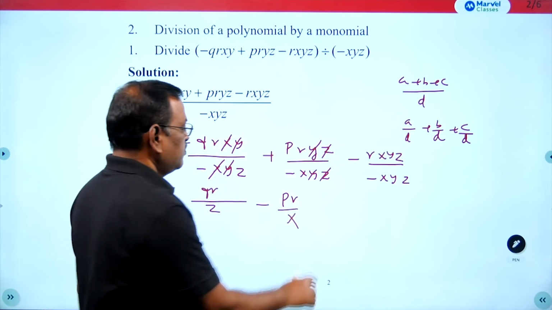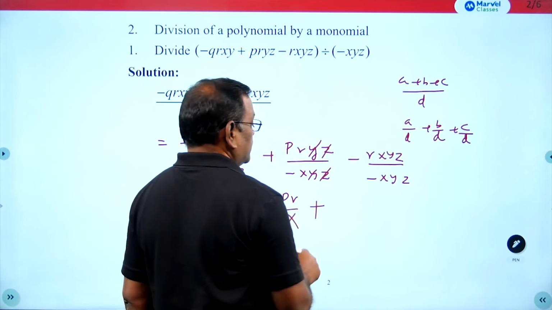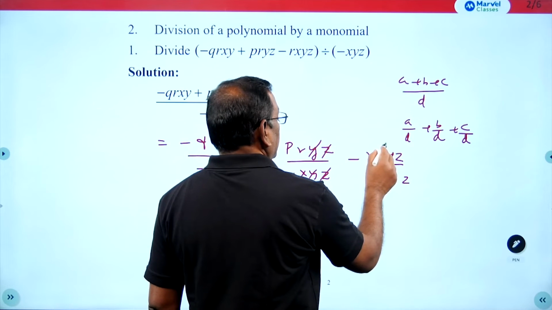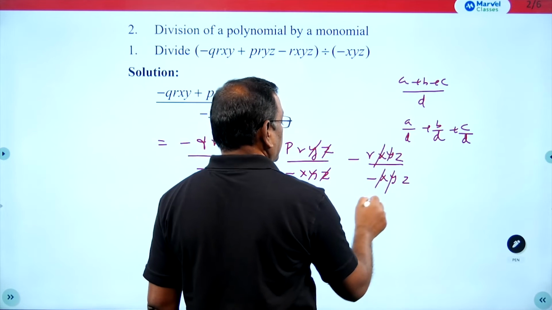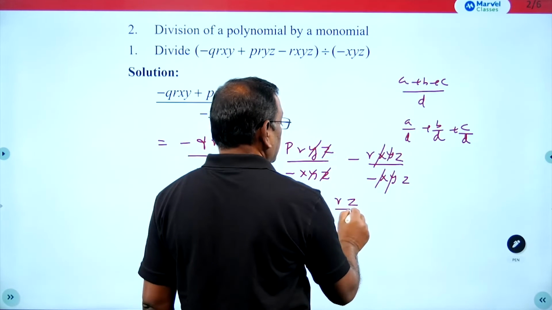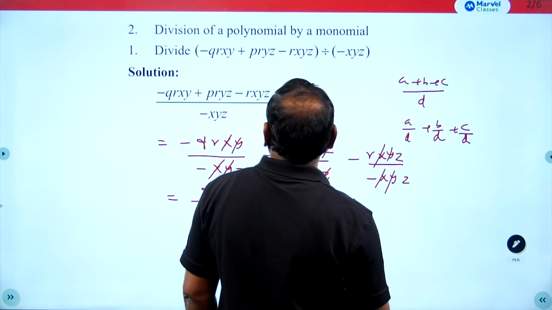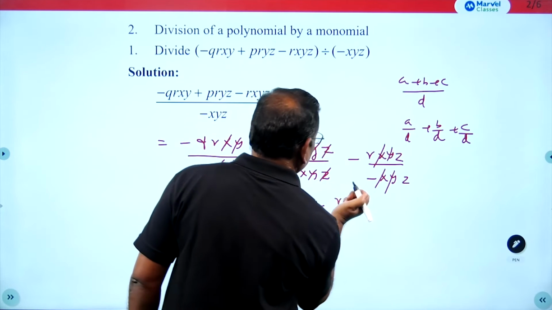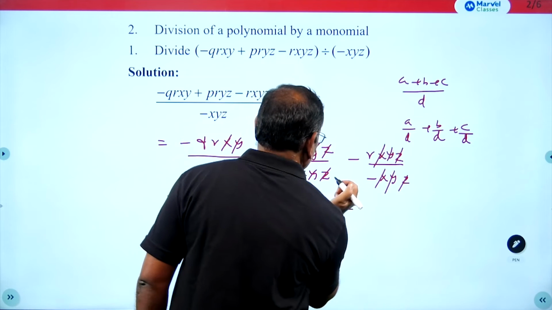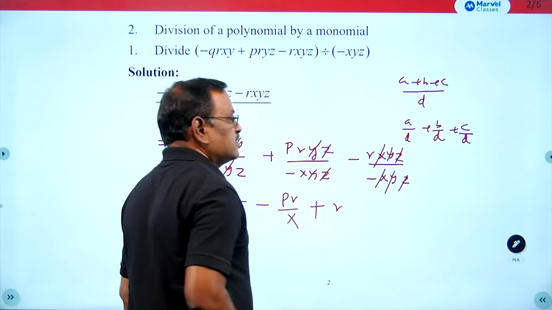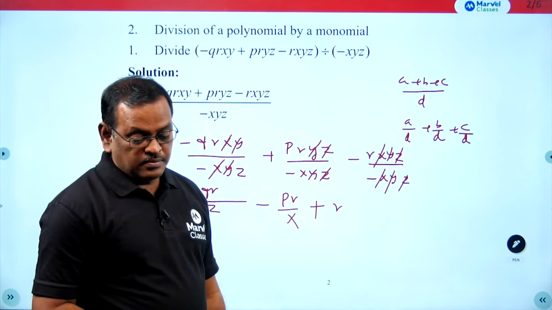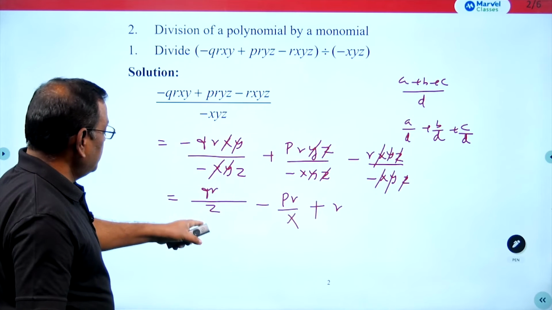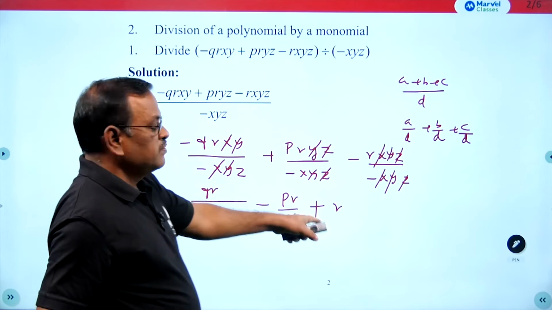Next sign, here both are negative and hence positive, and what variables get cancelled? x, x cancel, y, y cancel. So rz, y or xyz by xyz. So this becomes what? z, z also gets cancelled. What is the final answer? The final answer is simply r. So qr by z minus pr by x plus r.